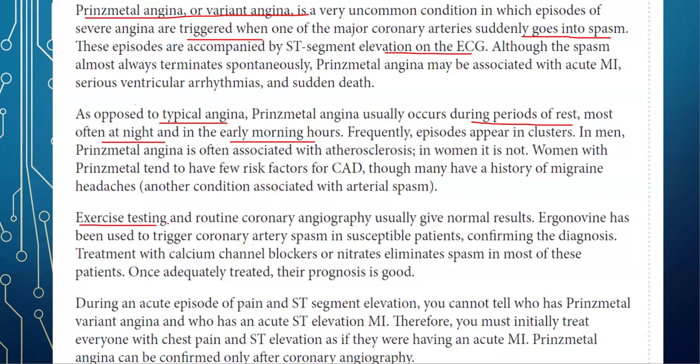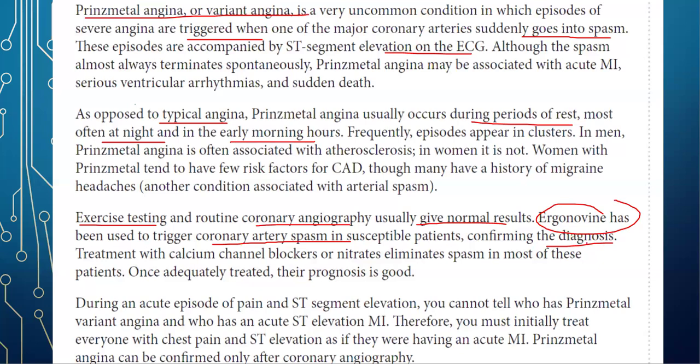If you send the patient for an exercise test or coronary angiogram, it will come back normal. The only way to confirm the diagnosis is to go for an ergonovine test. If you give ergonovine to this patient, that will cause coronary artery spasm. And when the patient has coronary artery spasm, if you do an ECG, you will see ST segment elevation. That will confirm the diagnosis.